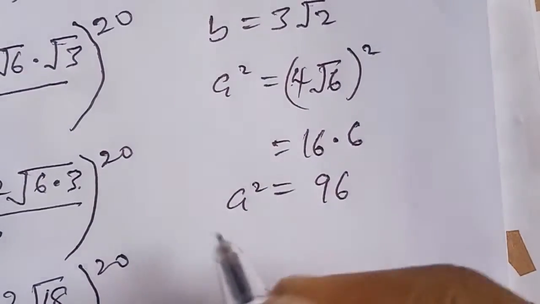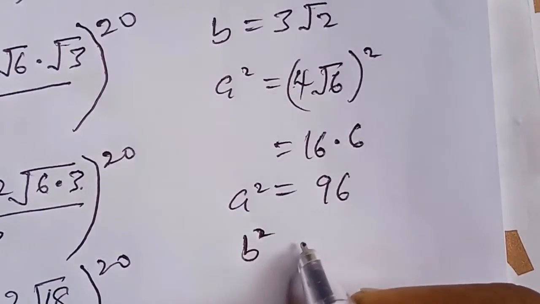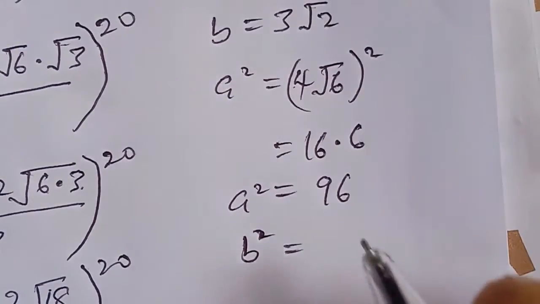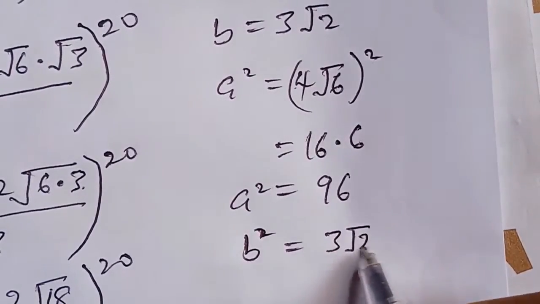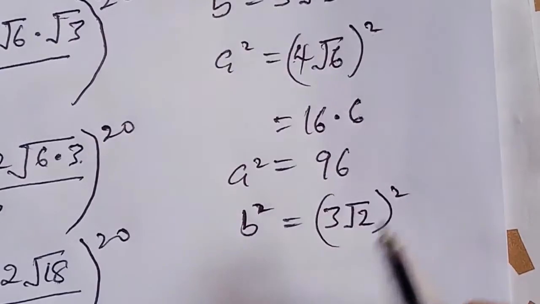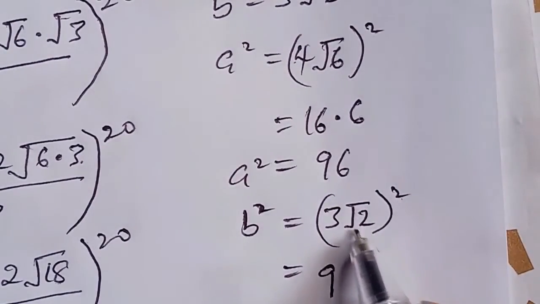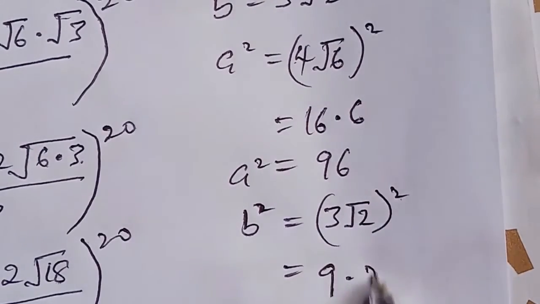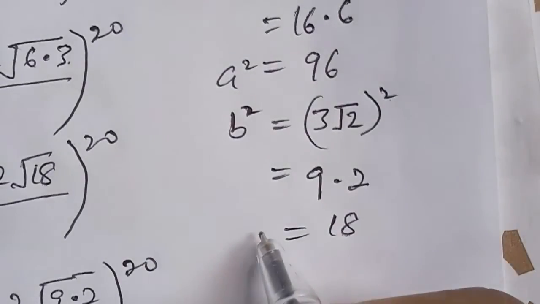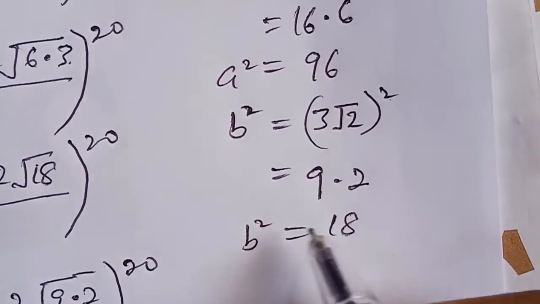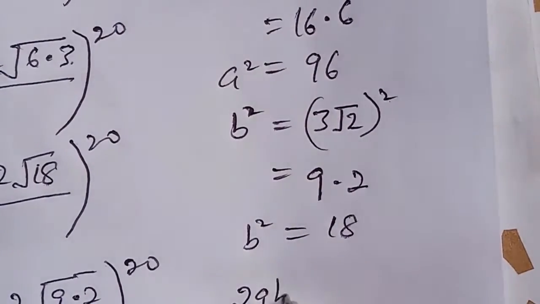So we need to compute b squared. So b squared will give us 3 square root of 2 into bracket squared. And that will give us 3 squared is equal to 9. Square root of 2 squared is also equal to 2, and that will be equal to 18. And 18 will give us b squared.